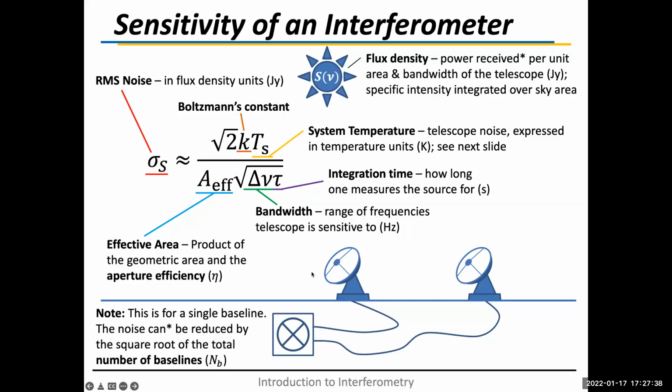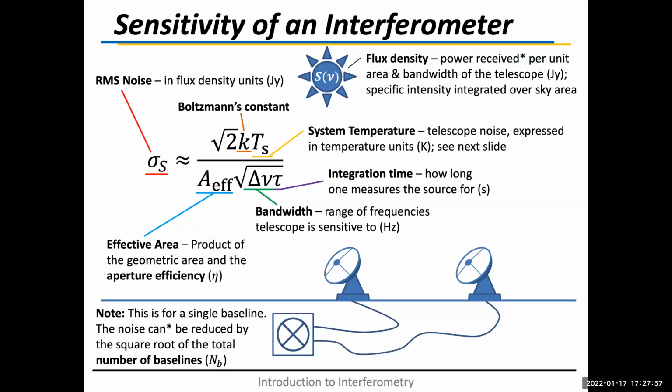So this is how we typically talk about the sensitivity, or how we describe the noise at the interferometer, and how we can actually calculate the noise at the interferometer using just a couple of simple terms that we actually do know about. We do know the bandwidth of the telescope. We do know the integration time. We do measure the system temperature.